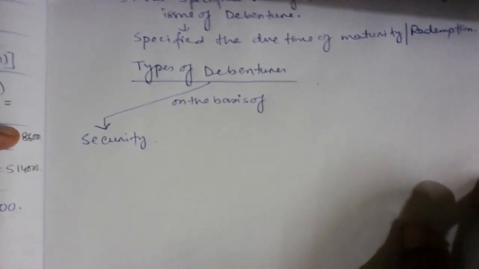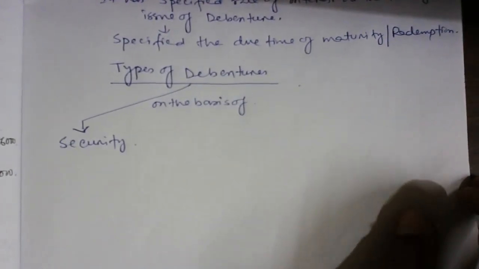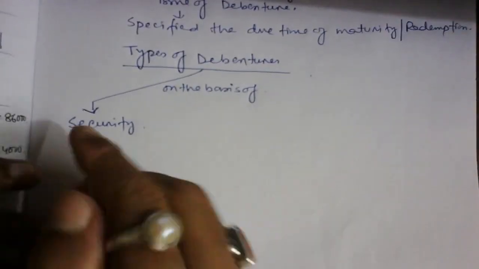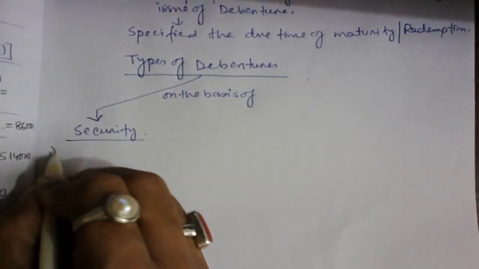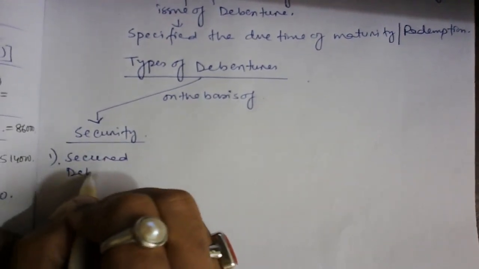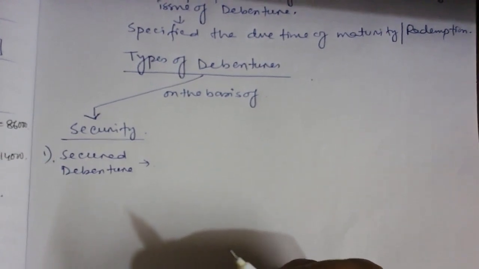On the basis of security, we have two types of debenture mainly. One is called secured debenture and another is called unsecured debenture. Okay. So first is secured debenture. Sir, what is called secured debenture?